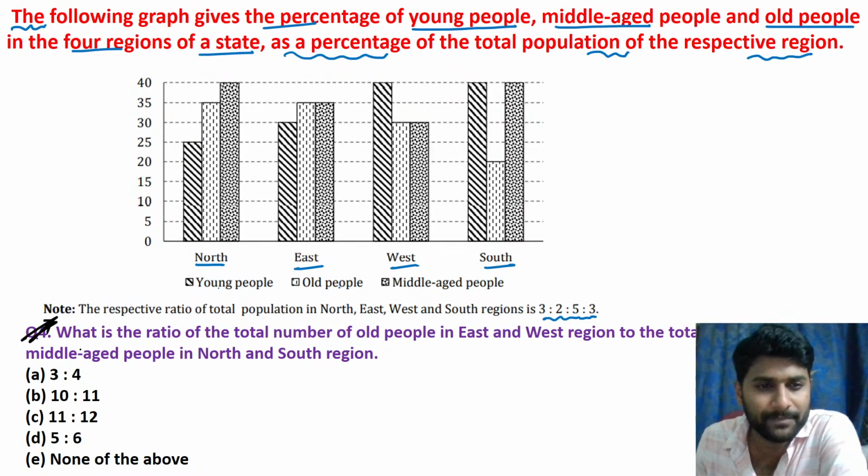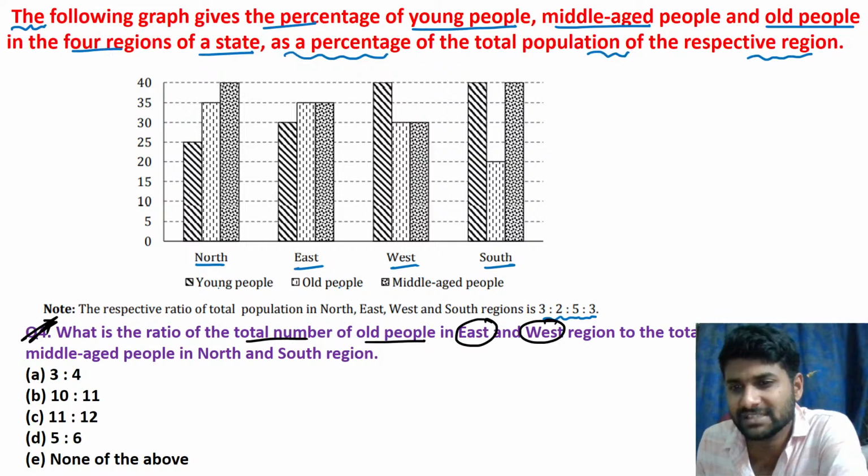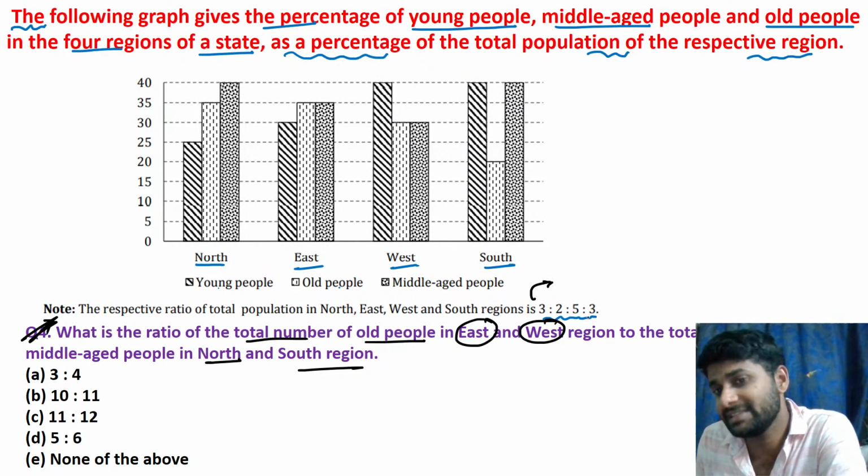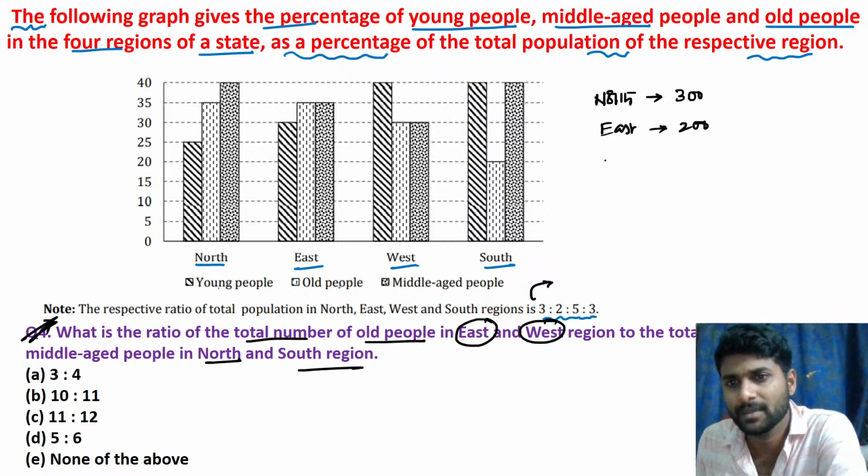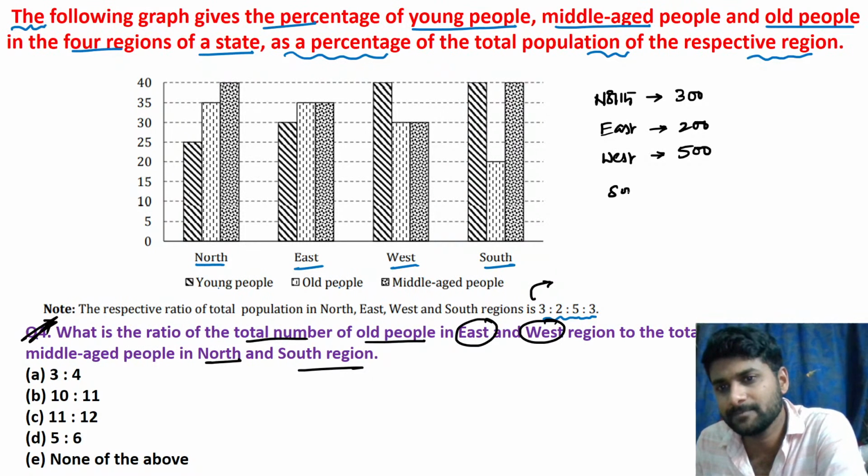Now I'm trying to solve question number 1. What is the ratio of the total number of old people in east, west, and the total number of middle-aged people in north, south region? We don't know how many people. Now, you can assume any value, but you can't violate these ratios. Here the respective ratio, I just assume in this way. North, I just assume 300 people. If north is 300, definitely east must be 200. I just multiply by 100 for better calculation. West, I just assume 400 people. And south region, 100 people. So just go through the question.